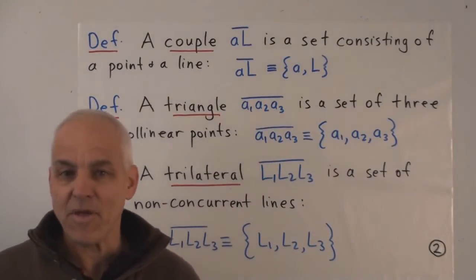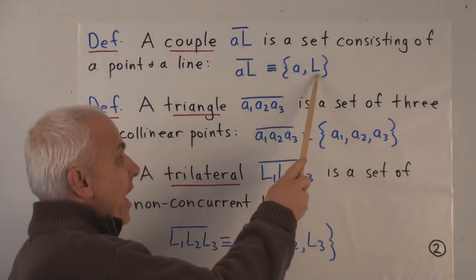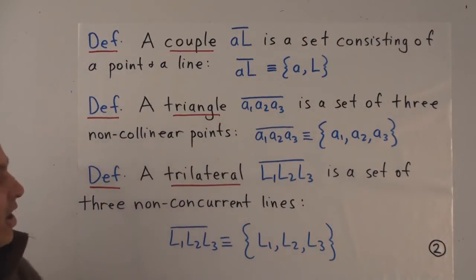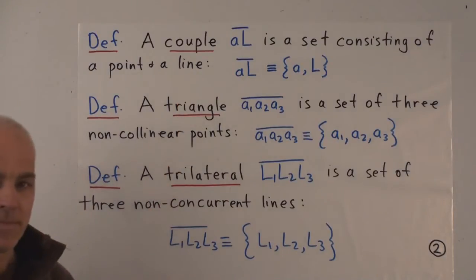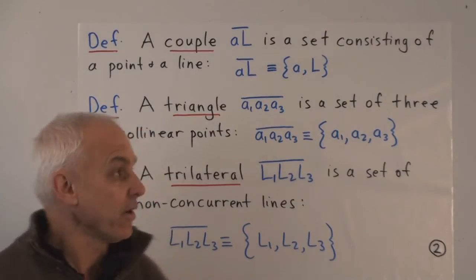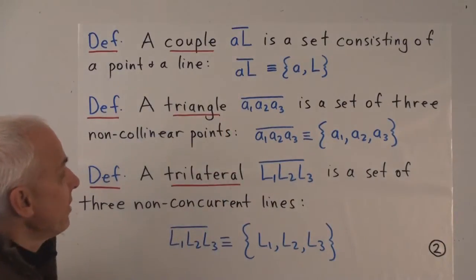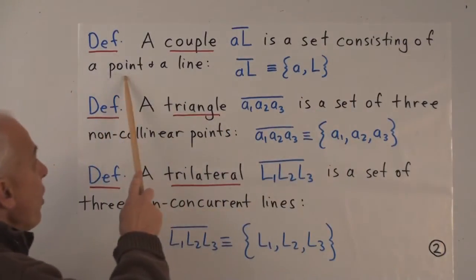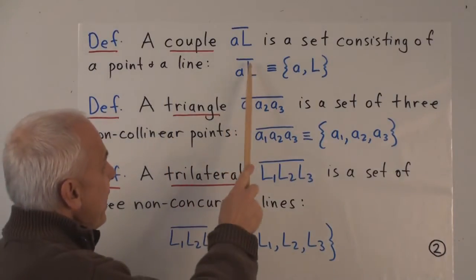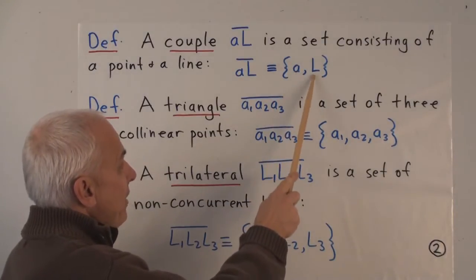One more elementary thing that we can do with a couple of points and lines is we can just take a single point and a single line and put them together in a set. And that will also be a useful concept, and we'll call that a couple. That's not a word that's used ordinarily in Euclidean geometry, but we're going to find it useful here. So a couple, denoted AL with a bar over it, is a set consisting of a point A and a line L. Okay, so AL bar over, that couple is just shorthand for the set consisting of the point A and the line L.